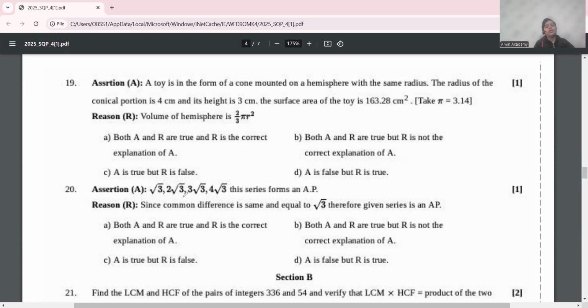3 root 3, 2 root 3, 3 root 3, 4 root 3 form an AP. Yes, this is correct because this difference is root 3, this difference is root 3, this difference is root 3. And the reason is since common difference is same and equal to root 3, therefore given series is an AP. Reason is also correct, assertion is also correct, and yes, reason is the correct explanation.